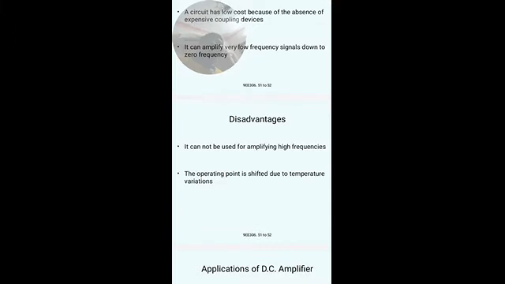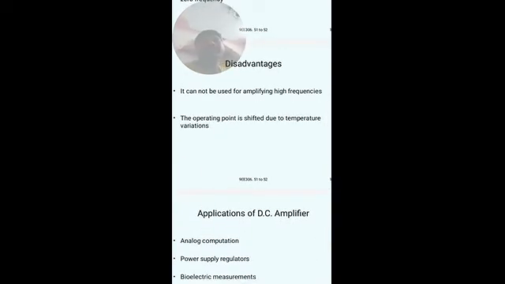And the operating point shifts due to temperature variations because the stages are directly connected. One stage is connected directly to the input of the next stage, so the operating point shifts due to temperature variations, because of the temperature dependency of the transistor parameters. So this is the drift problem. The operating point gets shifted due to temperature variations.